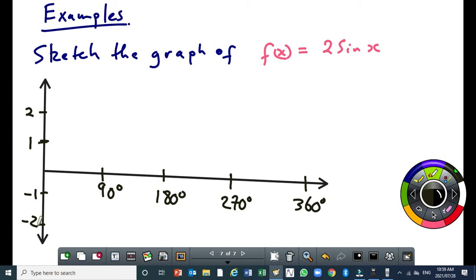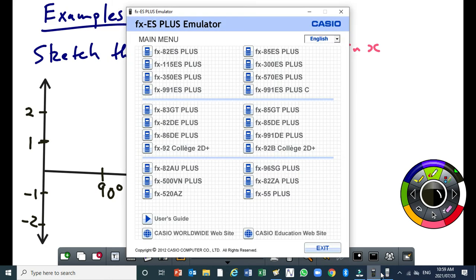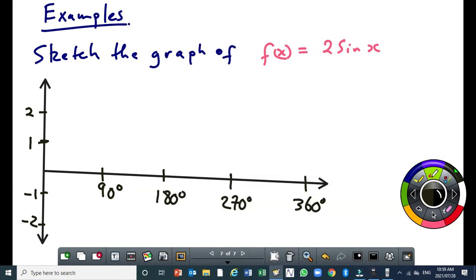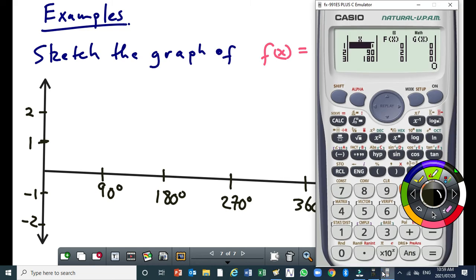So let me say here I've got 1 here, then I have 2 there, minus 1, then minus 2. Right. Now I just want to show you something on this table. So when x is 0, y is 0. When x is 90, y is 2. When x is 180, y is 0. Right? When x is equal to 270, y is negative 2. And when x is 360 degrees, y is 0. Right? You can just use the arrows to scroll down.